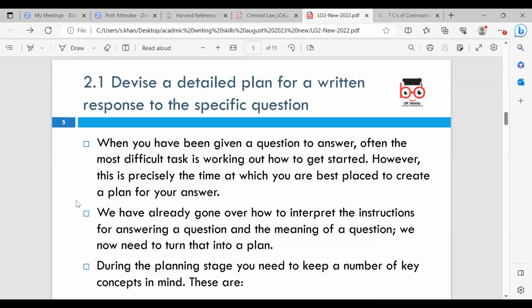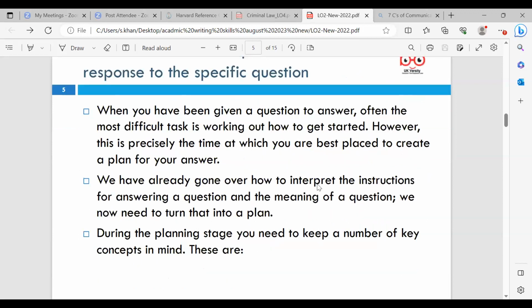So 2.1, devise a detailed plan for a written response to a specific question. When you have been given a question to answer, often the most difficult task is how to get started. Sometimes when you're starting an assignment, it's the hardest part. When I speak to my students, I understand what they're saying. They say to me, I just need to sit down and start it. That is the hardest bit.